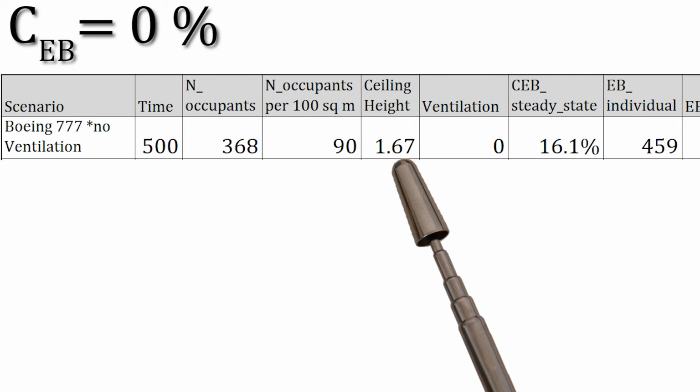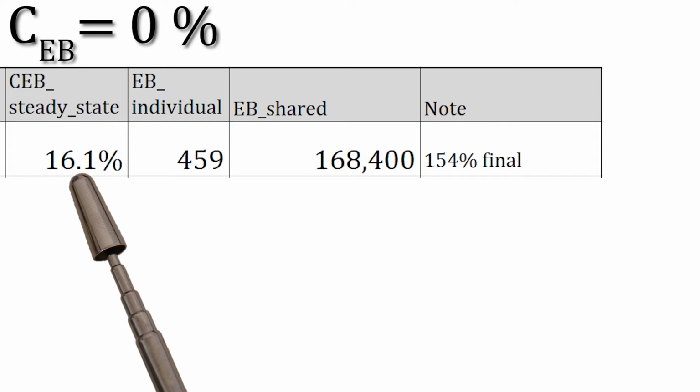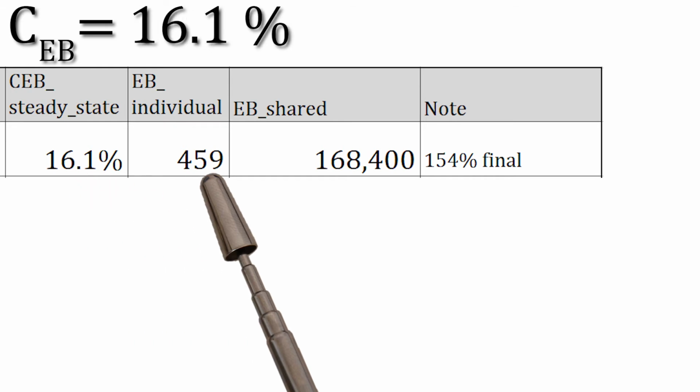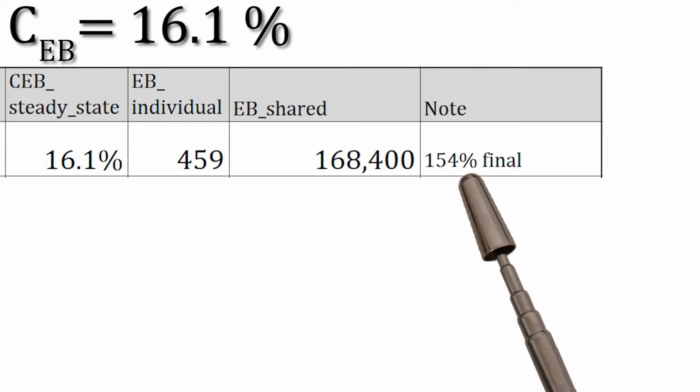Assuming a maximum individual production of 50 minutes, you reach a steady state concentration of exhaled breath after 50 minutes, when the passengers have breathed their max production, of 16.1%. Each individual passenger on the flight breathes 459 liters of exhaled breath, and the passengers as a whole share 168,400 liters of exhaled breath during the flight. If the exhaled breath did not go away after 50 minutes, the passengers during the flight breathe the volume of the cabin 1.54 times, for a total max concentration at the end of the flight of 154% exhaled breath in the cabin.